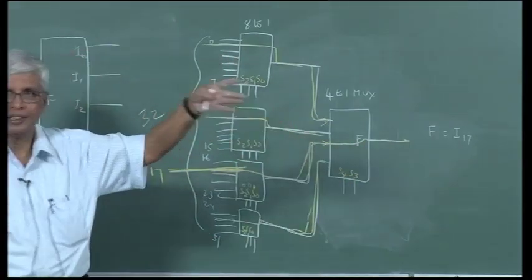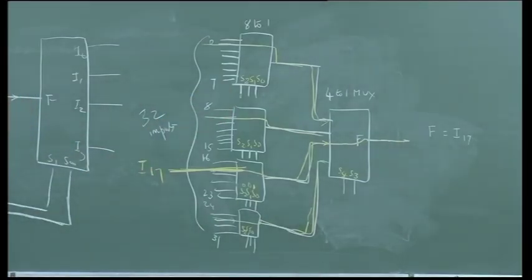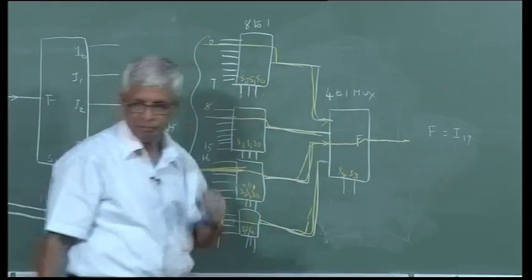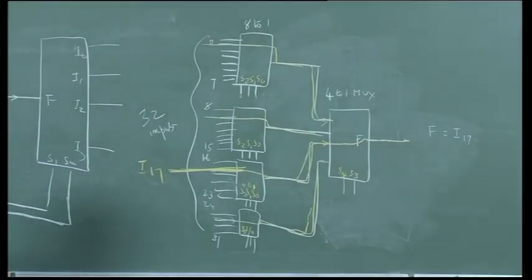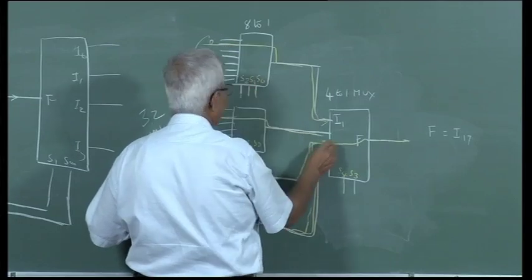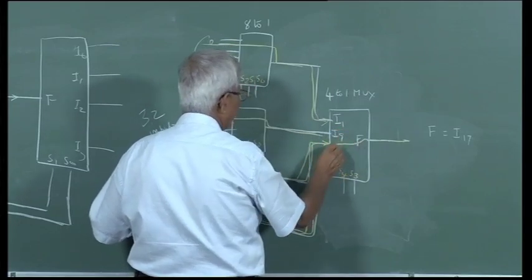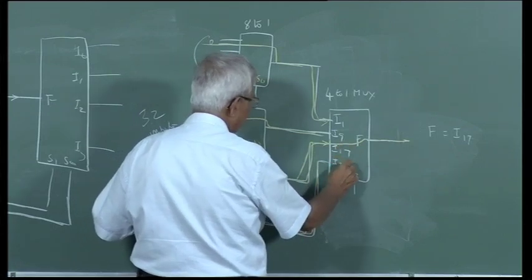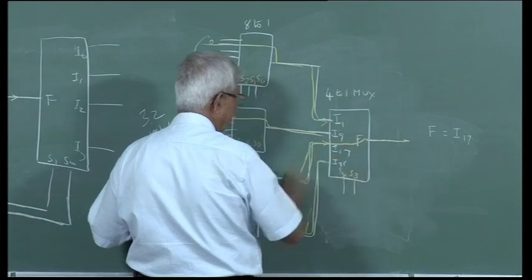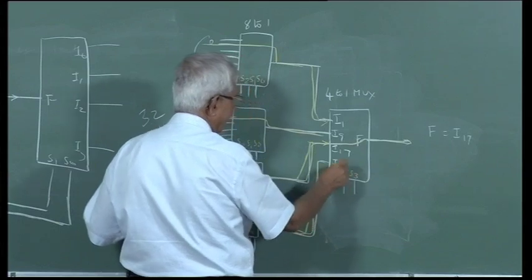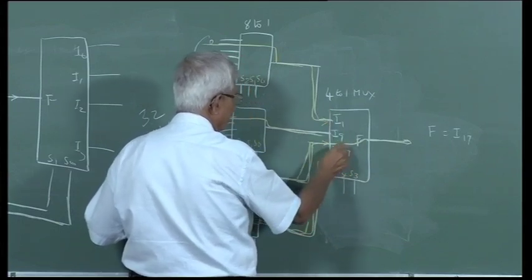Even though 4 inputs will be selected to the input of the 4 to 1 mux, I want only the third one to go out as I17. This is I1, which I do not want, this is I9, which I do not want, this is I17, which I want, this is I25, which I do not want. Out of 4 inputs I1, I9, I17, I25, only I17 has to go. That means I should select S4, S3 such that it is 0, 0, 0, 1, 1, 0.